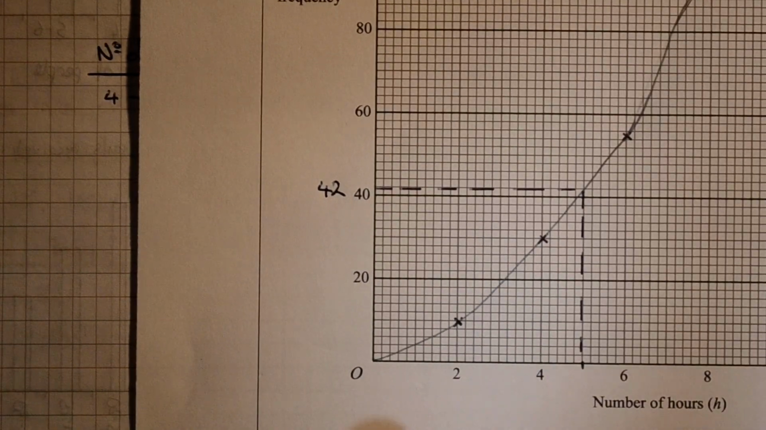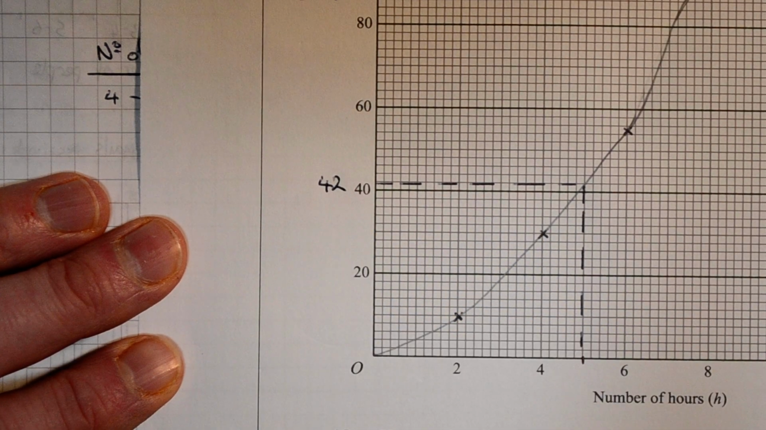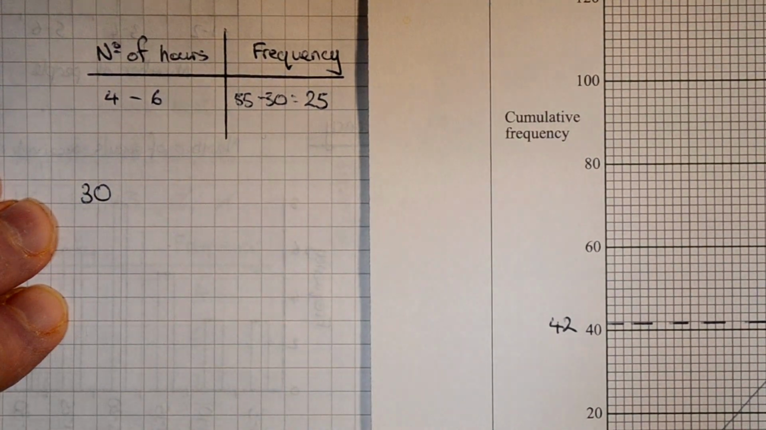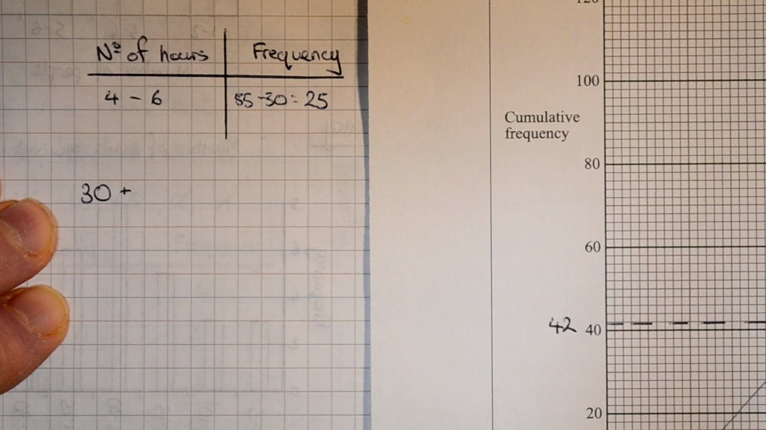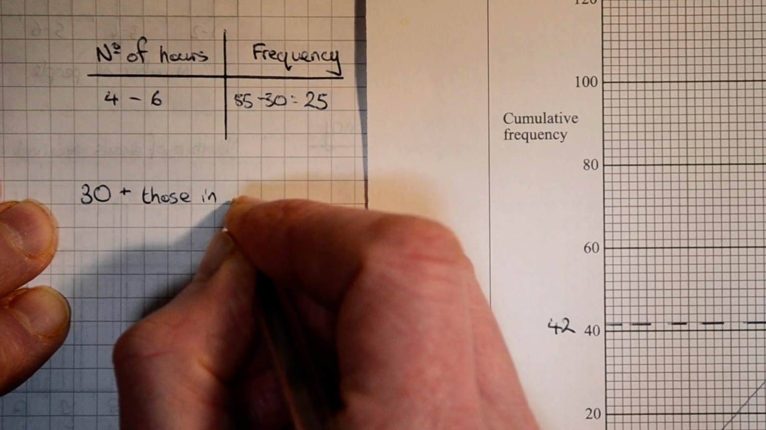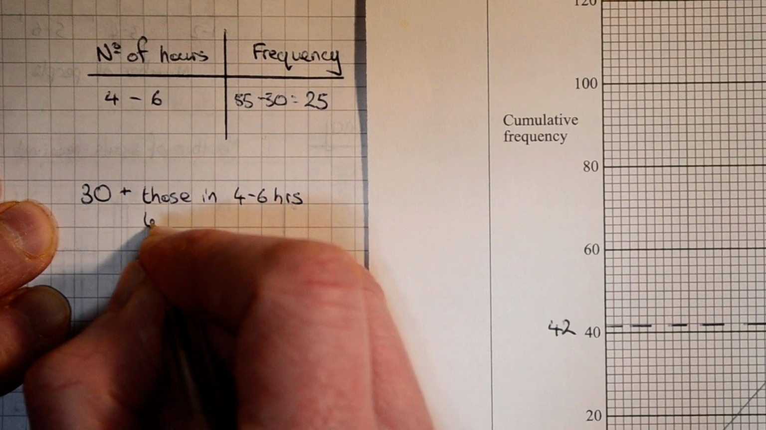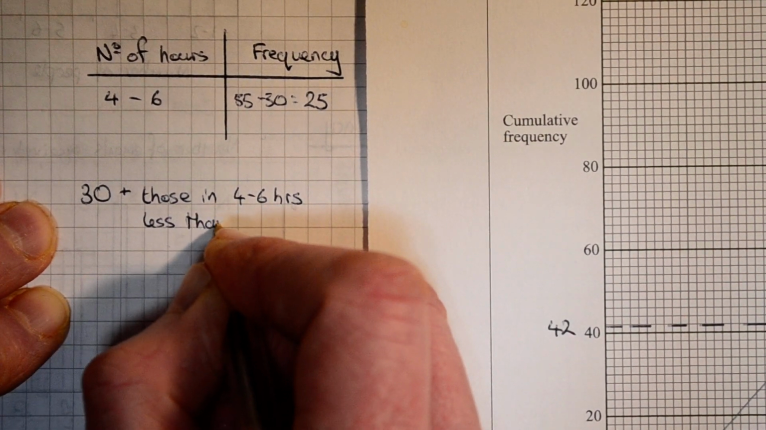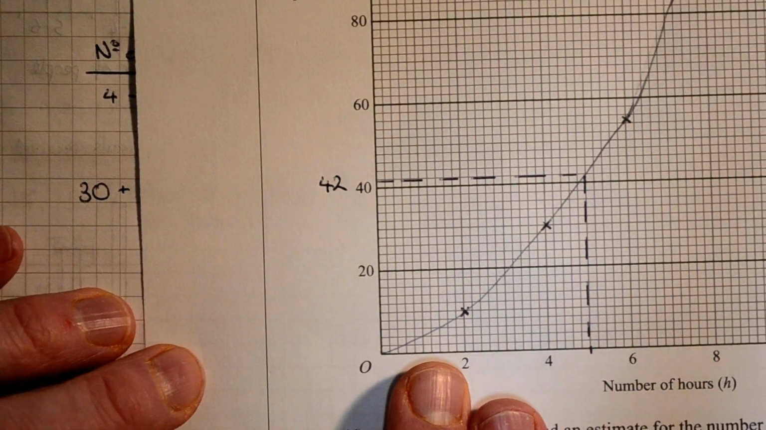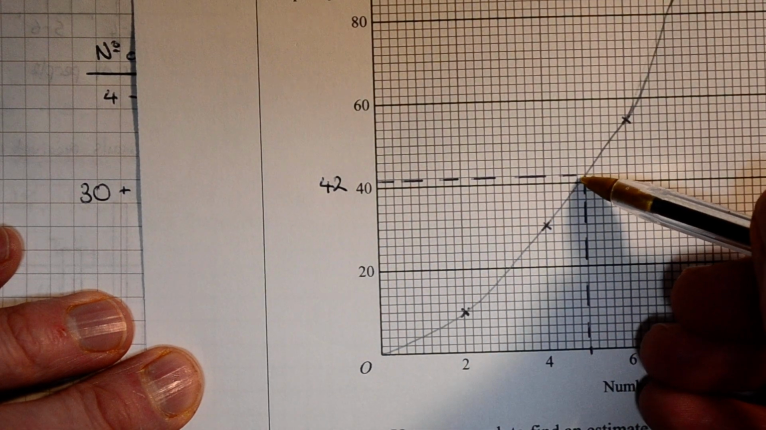Now from the graph we can see that at 4 hours we've got 30 children already. So our estimate is going to be 30 plus those in 4 to 6 hours, less than 5 hours. So how do we do a calculation to estimate how much more than 30 is the 5 hour mark?